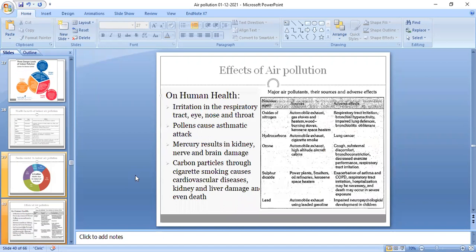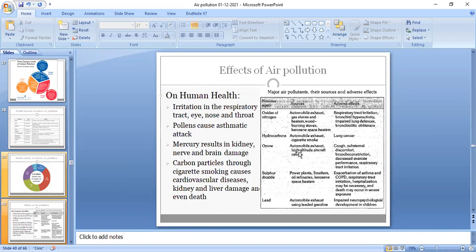Now the effects of air pollution. These are categorized on human health, on plants, on climate, and others. First one is the effect on human health. Air pollution causes irritation in the respiratory tract, eye, nose, and throat. Pollens cause asthmatic attacks. Mercury results in kidney, nerve, and brain damage. Carbon particles through cigarette smoking cause cardiovascular disease, kidney and liver damage, and even death. These are the various air pollutants, their sources and their adverse effects.